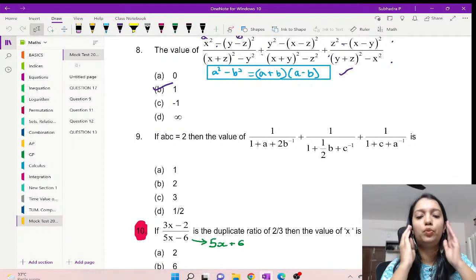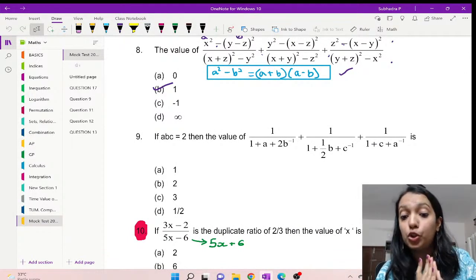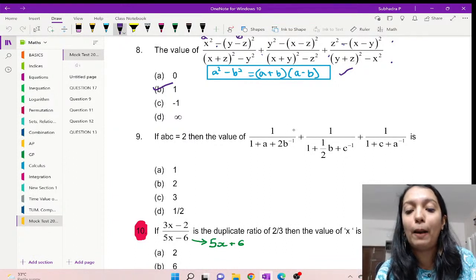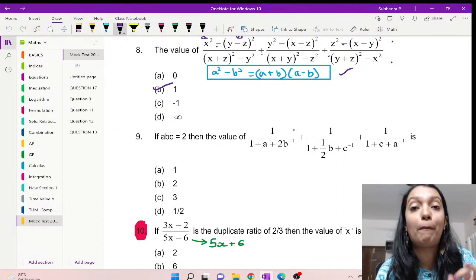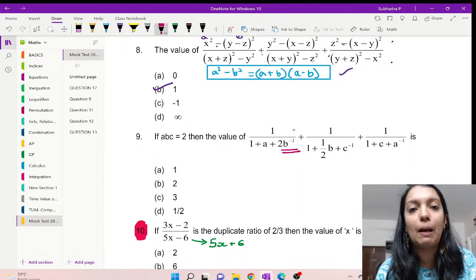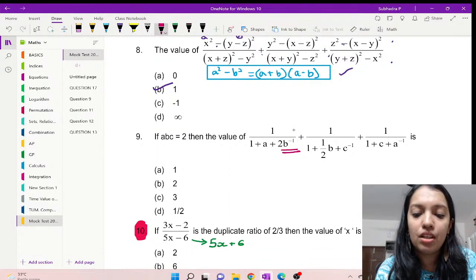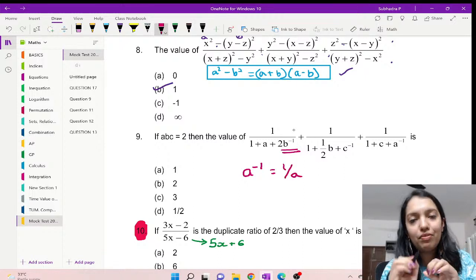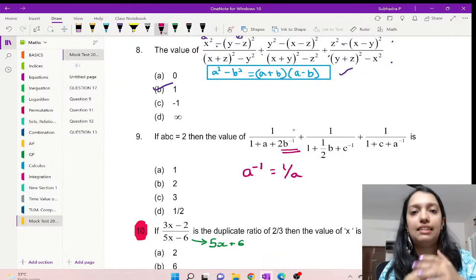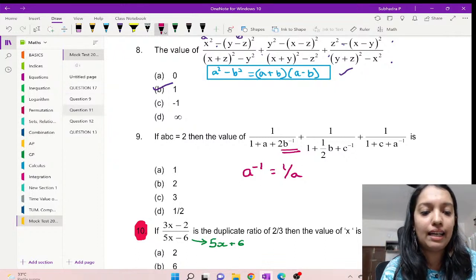Going ahead for the 9th one, ABC is equal to 2. Find the value of 1 divided by 1 plus A plus 2 to the power, okay, observe this, B to the power minus 1. Do you remember in the index chapter, A to the power minus 1, what will this become? 1 divided by A. So whenever you have a negative power, take it as the reciprocal.